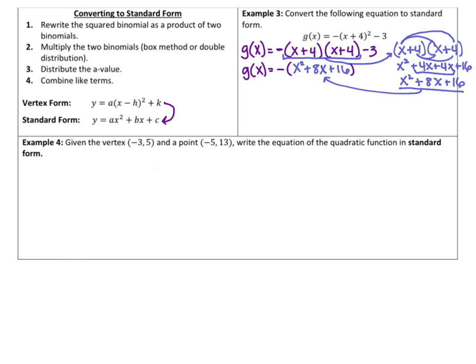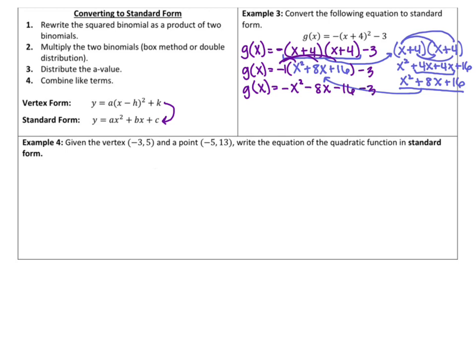Okay, going back to finish off, and then the minus 3. And now I'm going to, in my third step, distribute the a value, which again in my case is only the negative, or the negative 1. Right, so I'm going to apply that to all three things that are in the parentheses, but not to that negative 3 that's on the outside. So now I have g of x equals negative x squared, or negative 1x squared. Negative 1 times 8x is negative 8x. And negative 1 times 16 is negative 16. And then still with that minus 3.